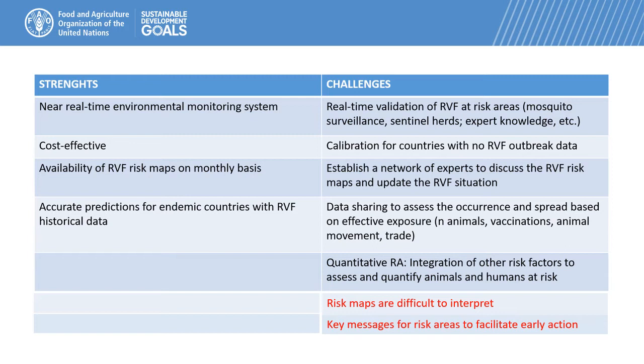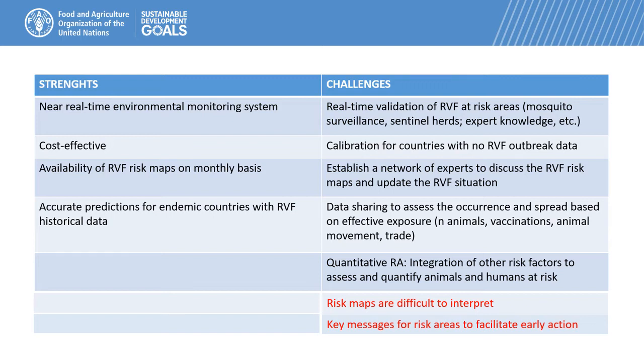But we also have a number of challenges that we need to work on. First of all, we need a real-time validation system for the risk areas, identifying predicted risk areas. It would be important to have mosquito surveillance, sentinel herds, and expert knowledge in real time, which is quite challenging to have. For countries that have not yet reported the disease, of course, we know that our prediction may not be so accurate because it's not based on real training data.